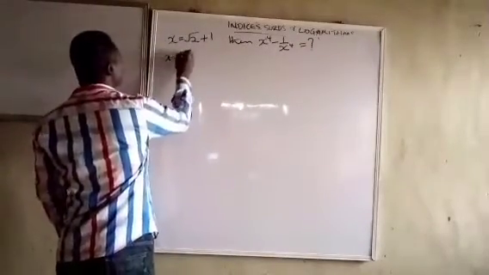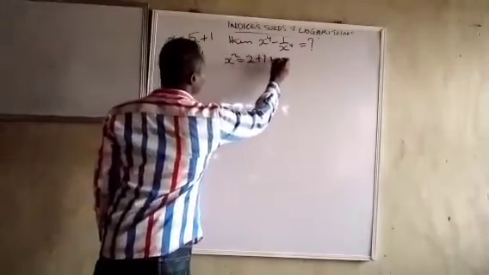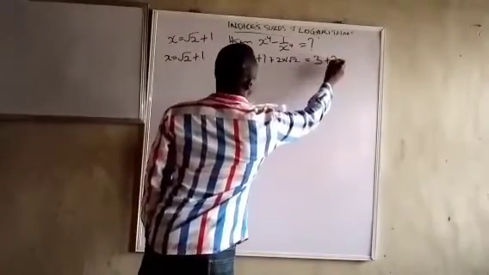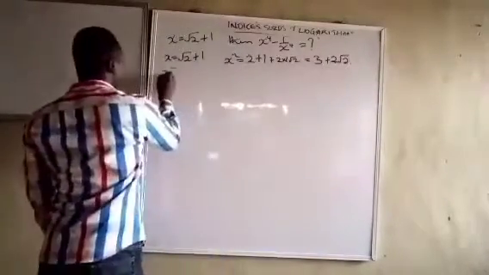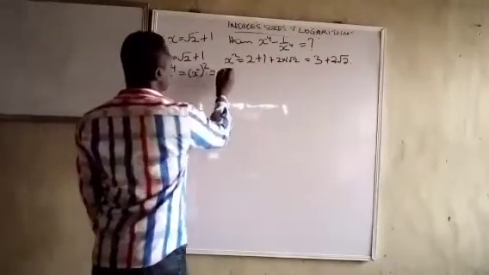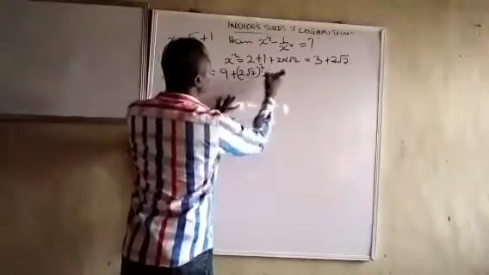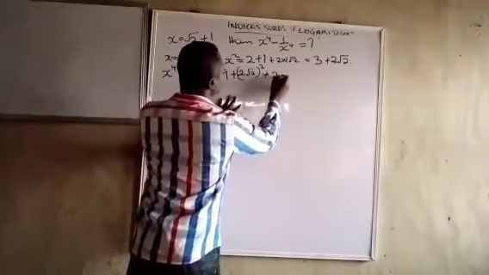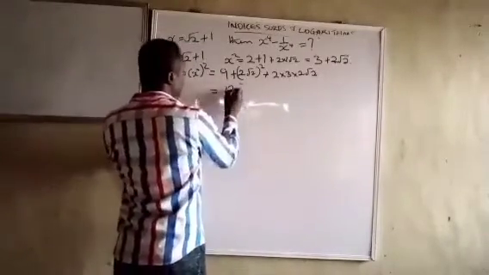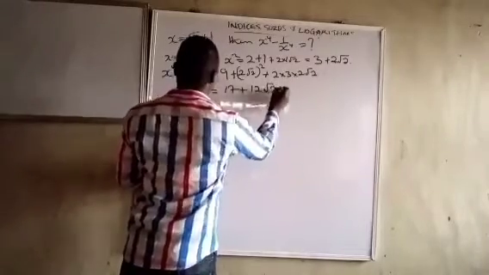If x equals root 2 plus 1, then x squared is equal to 2 plus 1 plus 2 times 1 times root 2. So that gives us 3 plus 2 root 2. Then x raised to power 4 is equal to the square of this, x squared squared, which is 9 plus (2 root 2) squared plus 2 times 3 times 2 root 2. And that will give me 17 plus 12 root 2.